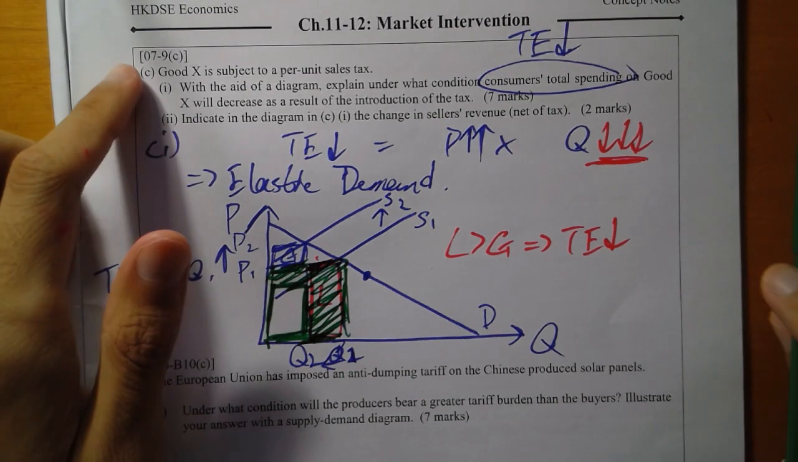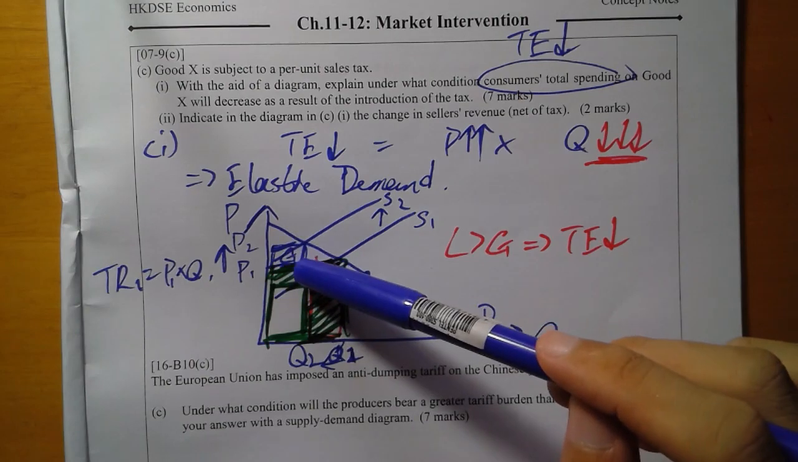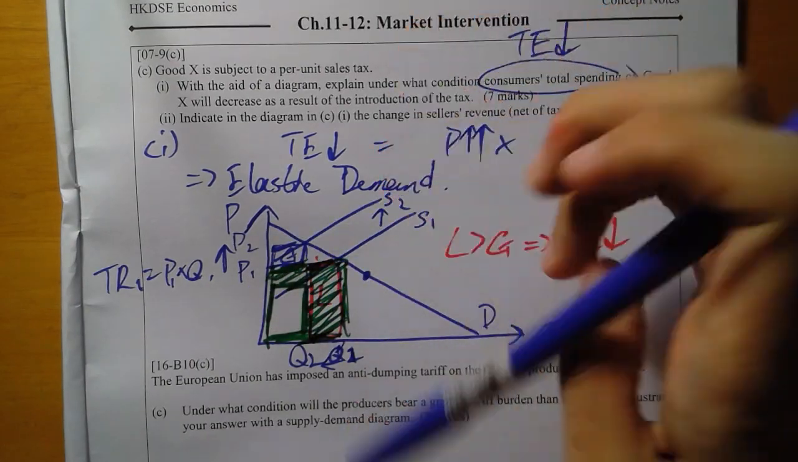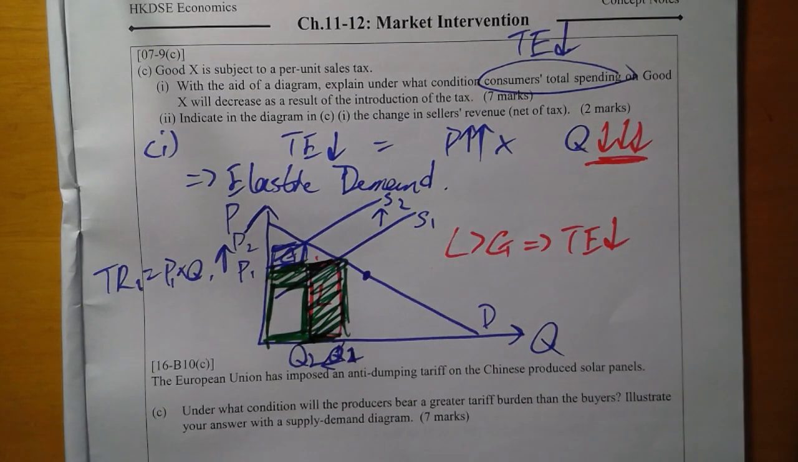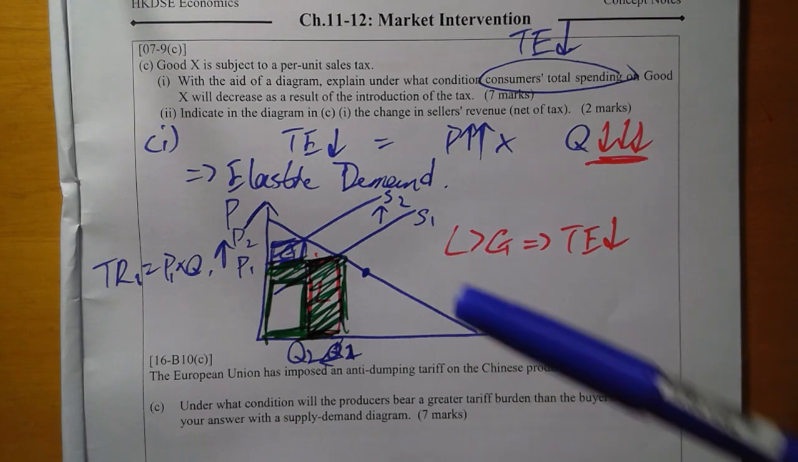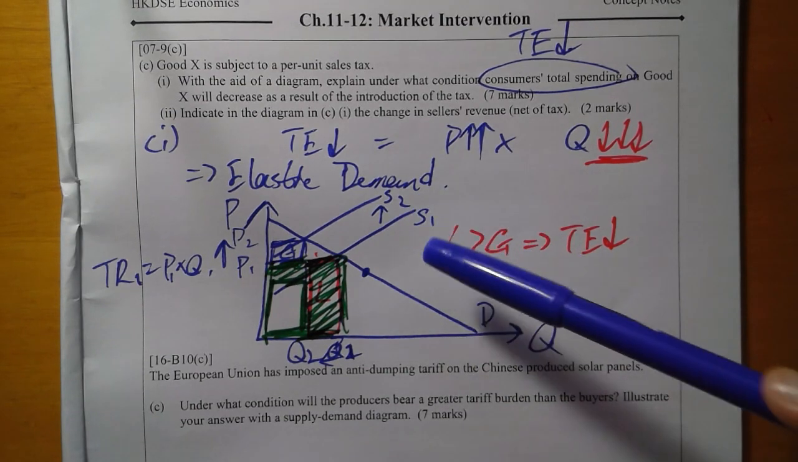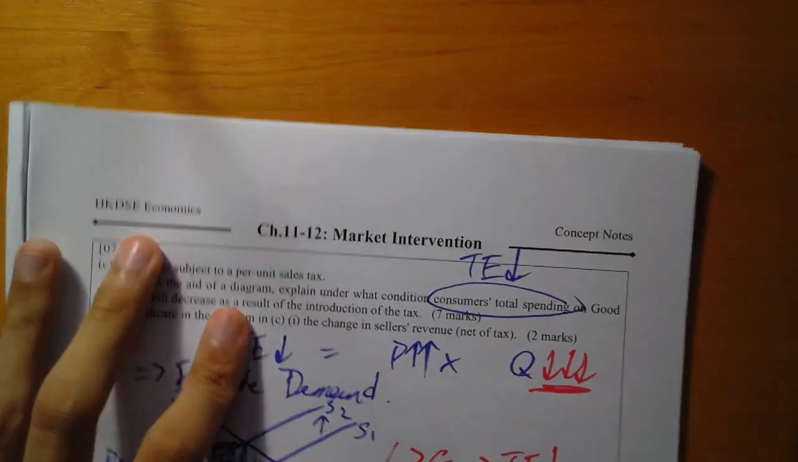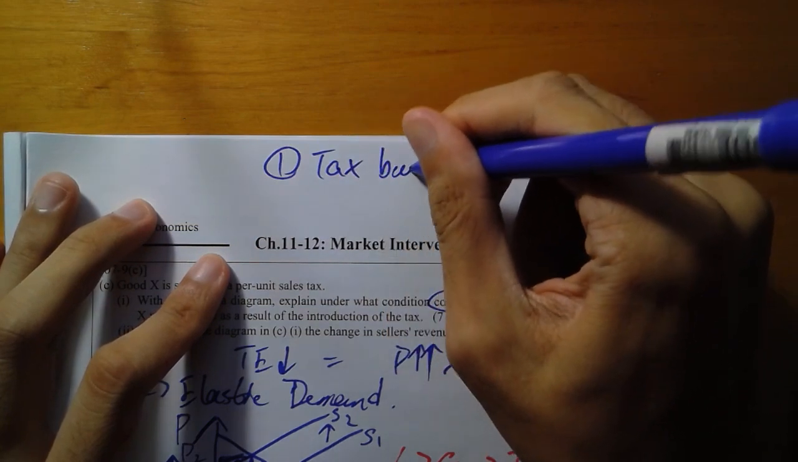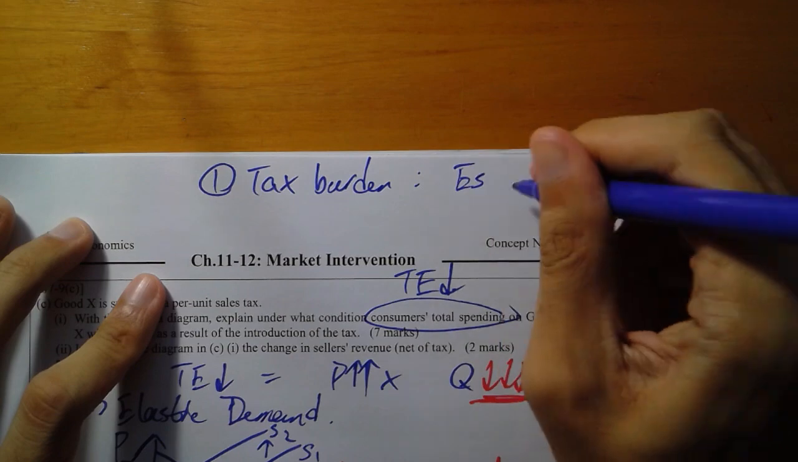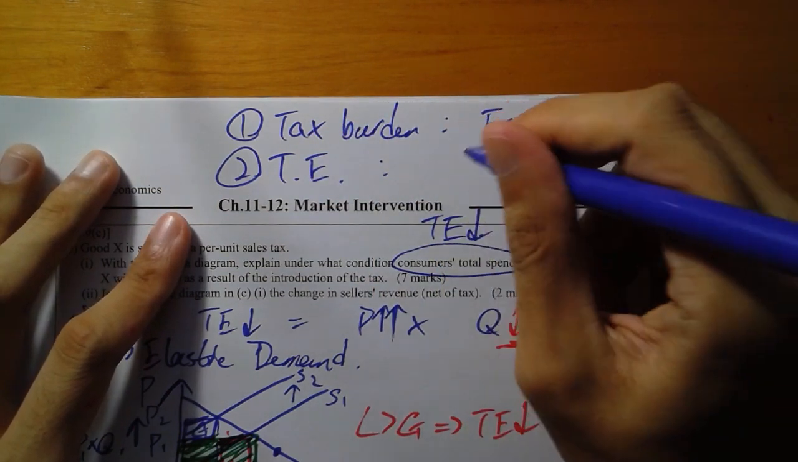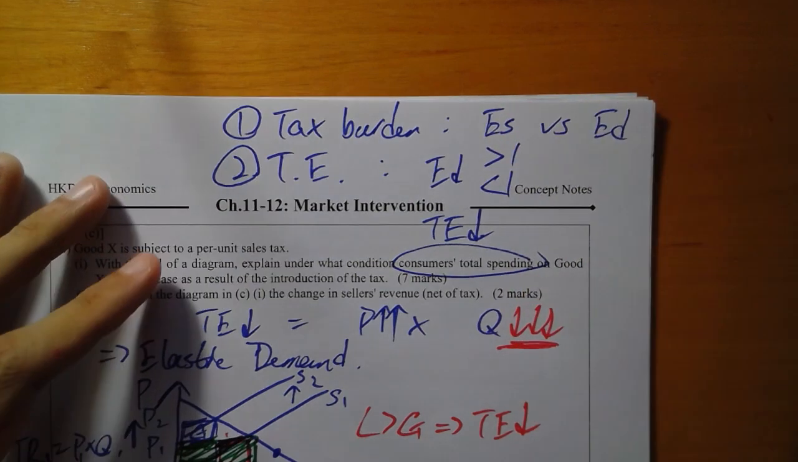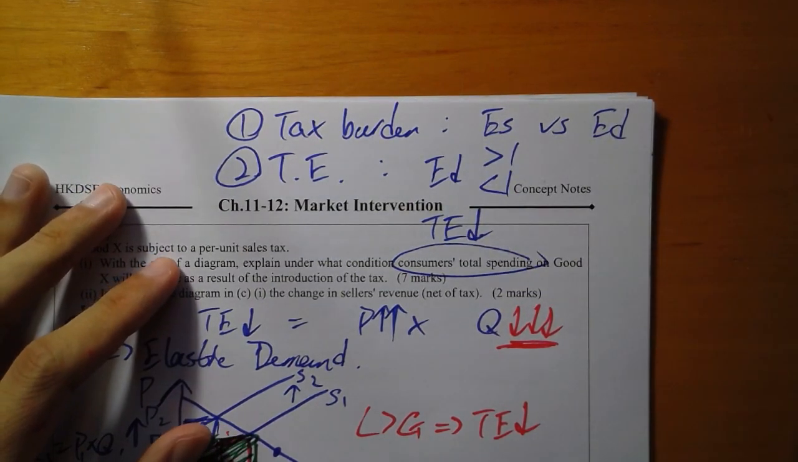Now again, this is a very old question, therefore you will have situations like this, sometimes messy. New questions won't ask you to do this. This is basically too clumsy, too confusing. But I put it here, nothing to do with tax burden, just to do a comparison. Now remember, when doing tax burden, we are talking about ES versus ED. When we are doing total expenditure, we are concerned with whether ED is bigger than 1 or smaller than 1. We are looking at totally different things.